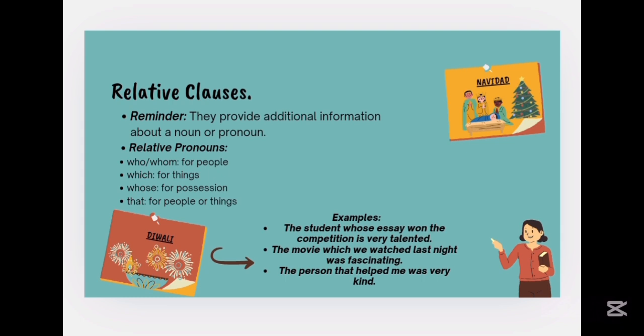Examples: the student whose essay won the contest is very talented. The movie we watched last night was fascinating. The person that helped me was very kind.